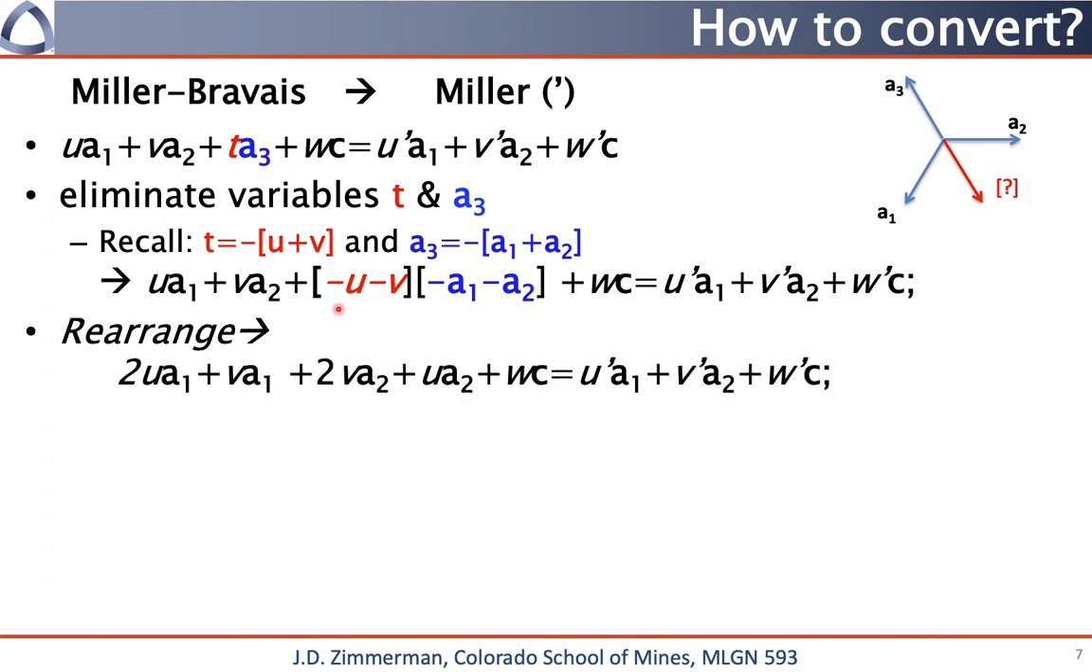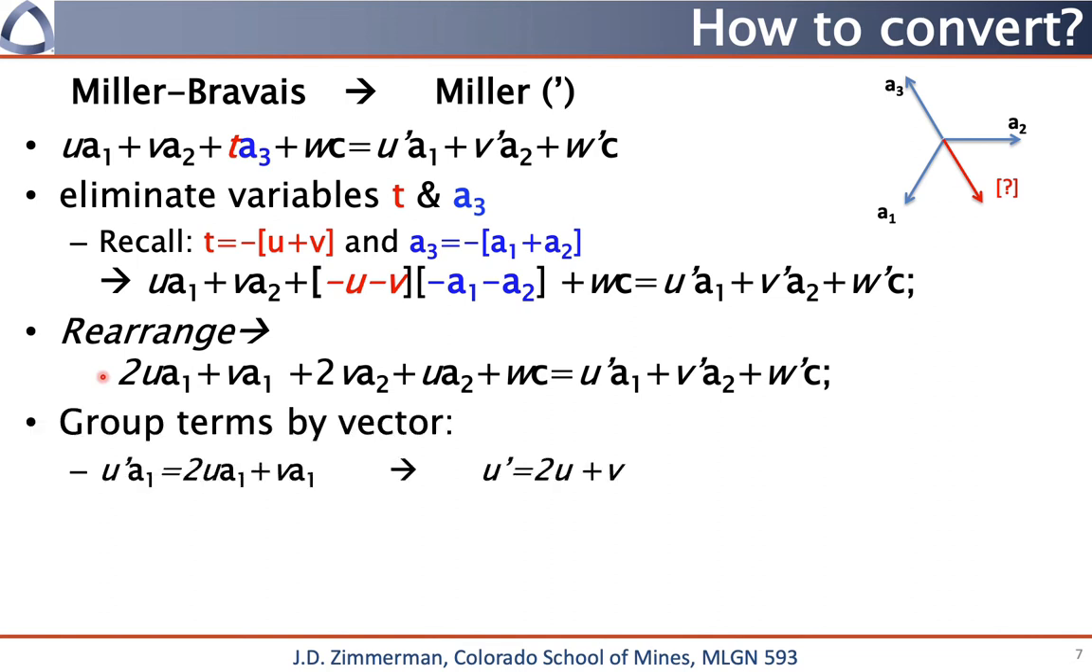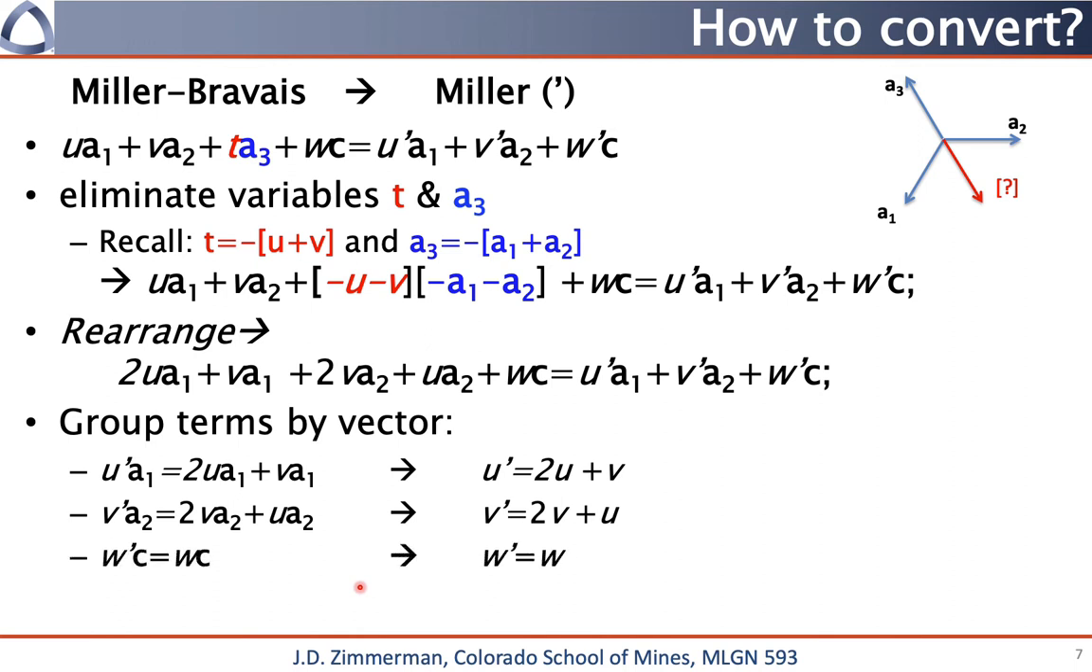We now multiply these out and rearrange them, and we get this equation here. From this, we pull out the parts of this equation that are all related to the same vector. So if we look at all of the terms related to a1, we pull this out here, we divide by a1, and we get that u prime is equal to 2u plus v. You can do the same thing for the a2 vectors, and you get that v prime is equal to 2v plus u. w prime times c equals w times c, or w prime just equals w.